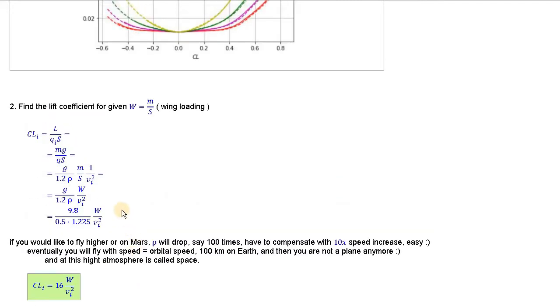And now I would like to make some nice observation. If you look at this equation, you have the density of the air inside. And now imagine, what if you are going to reduce the density of the atmosphere?